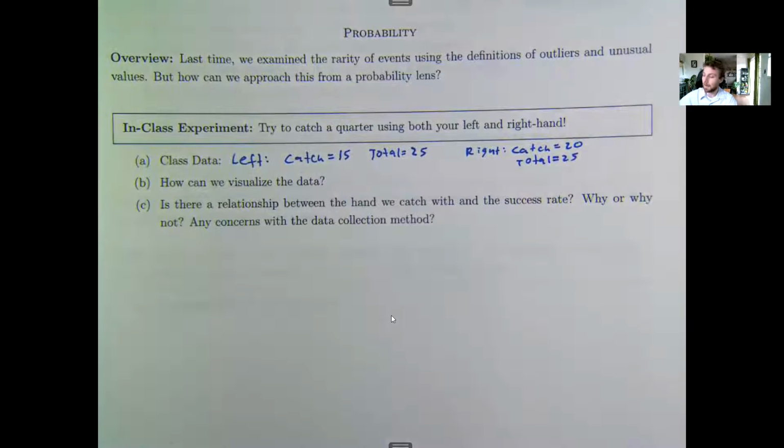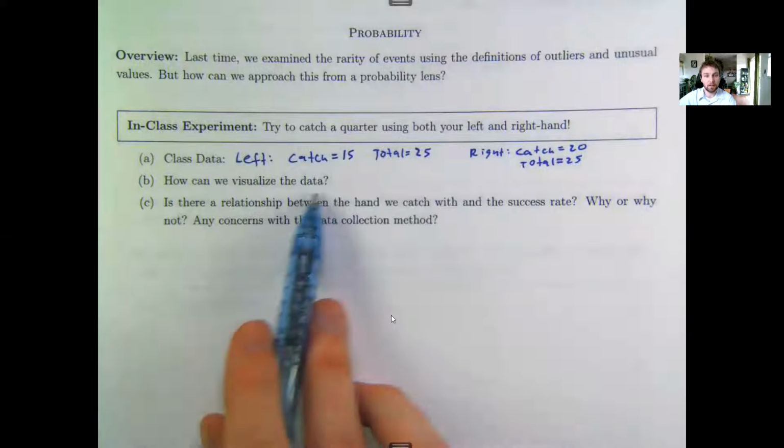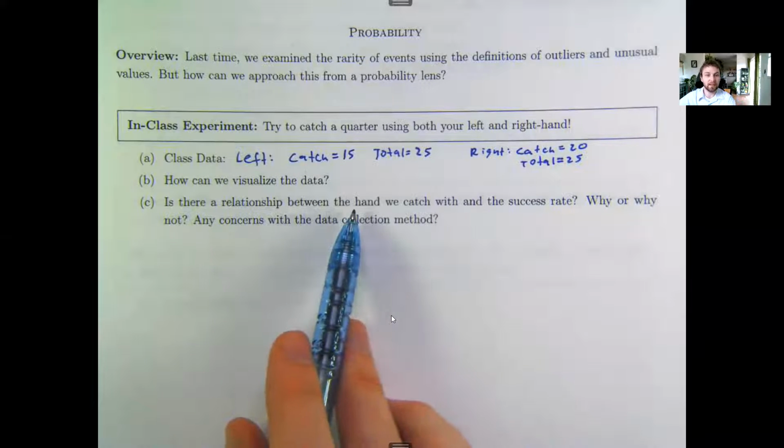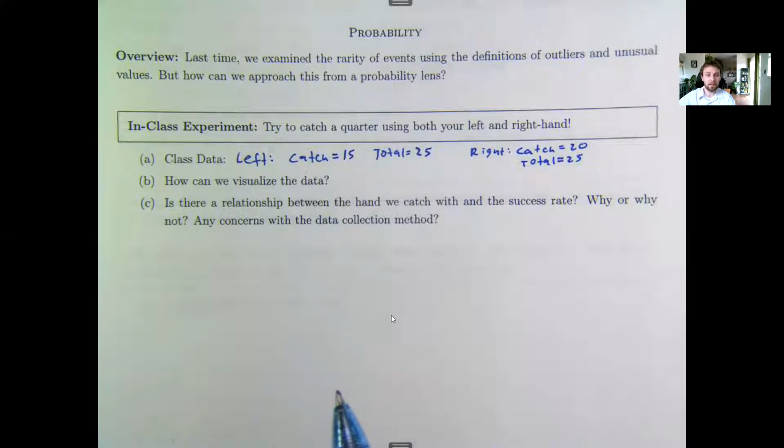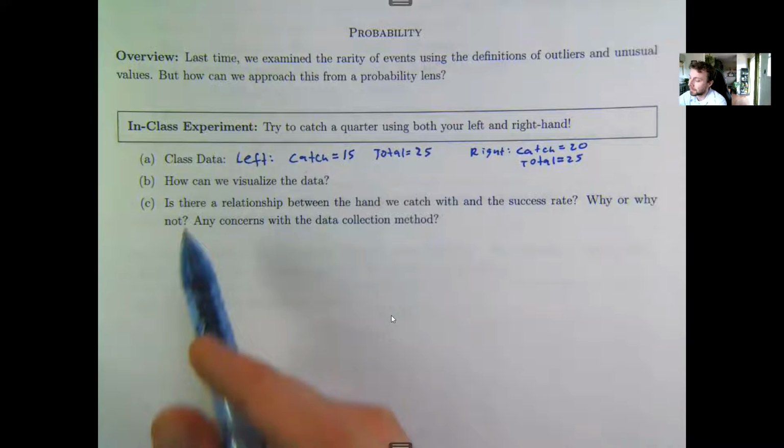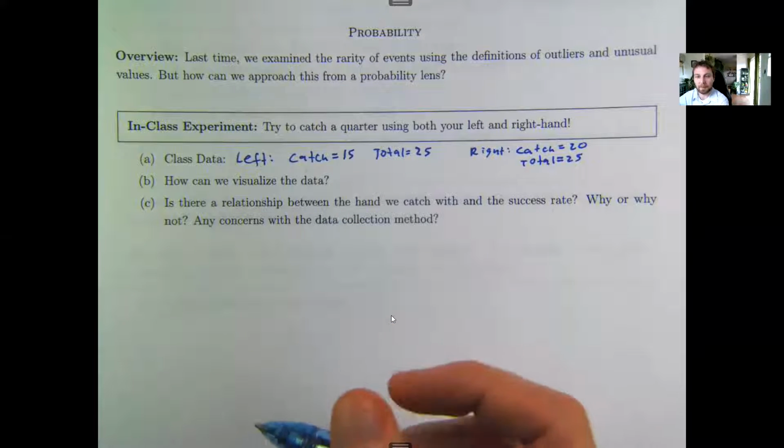We might wonder, how can we visualize the data? Is there a relationship between the hand that we used and the success rate? And what is that relationship? So to try to come up with a visual, I'm just thinking I might try something like a table.